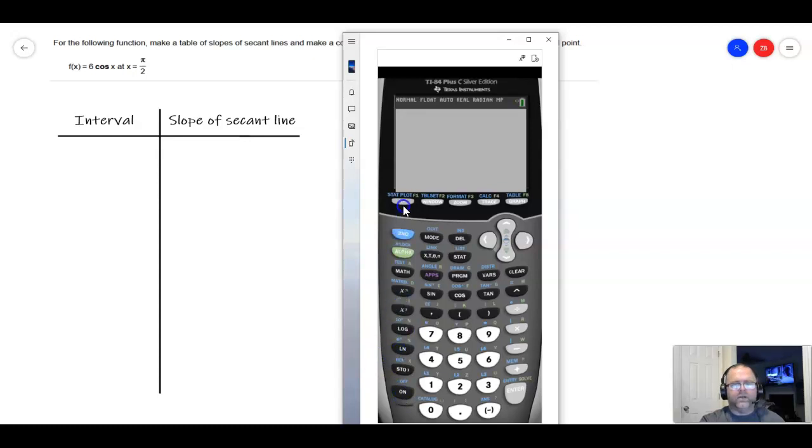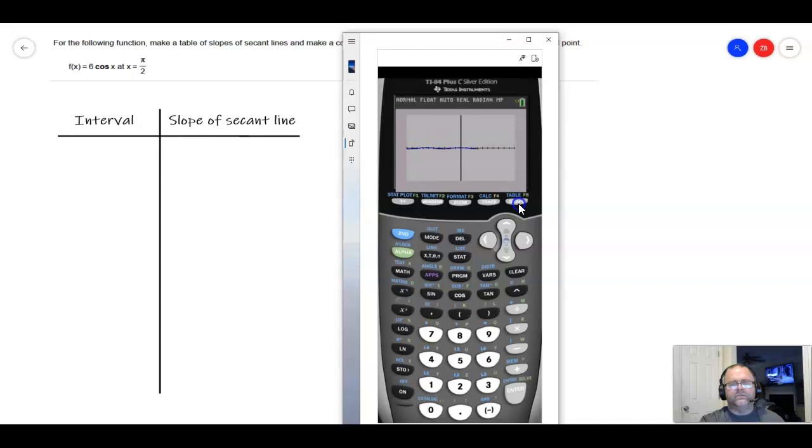So I am going to go into y equals. And before I do that, I should have gone into mode and made sure that I am in radian, which I am because we are talking about radians, so don't forget to do that. And then I'm going to go back into y equals, and I'm going to put in 6 cosine of pi over 2 of x. Just like that. Enter.